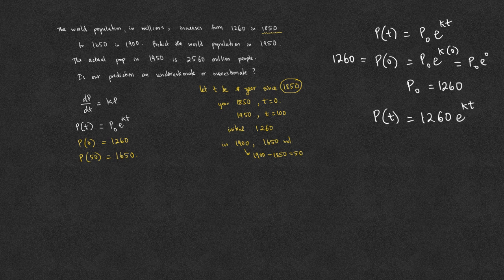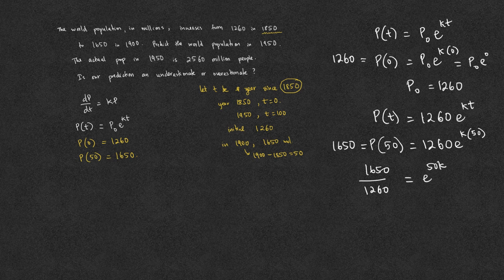To do that, we use the second piece of information. If we plug in 50, we will get 1260 e to the k times 50, because t is 50. And this should give us 1650, because P of 50 is 1650. To solve for k, we first divide by 1260, and the right-hand side is now e to the 50k. And to get to 50k, we take ln of both sides of the equation, the natural log. ln of e collapses, and it gives us 50k on the right-hand side.